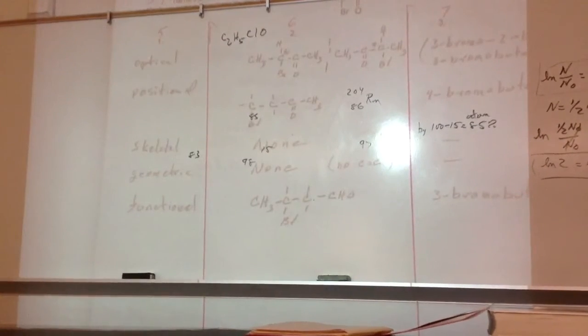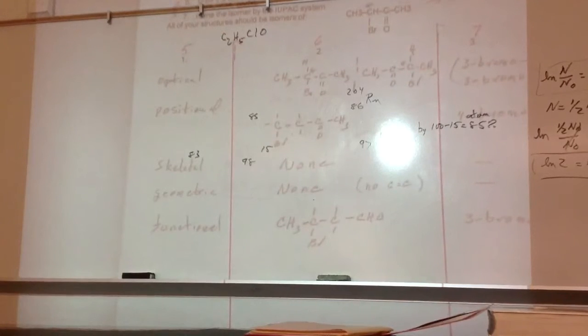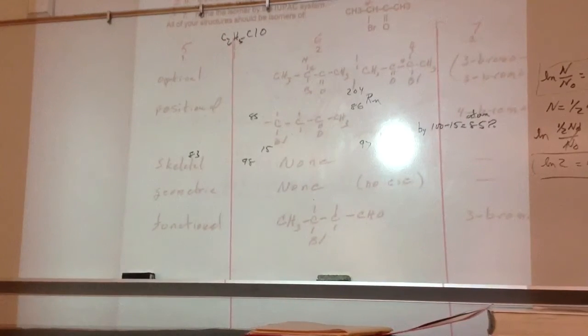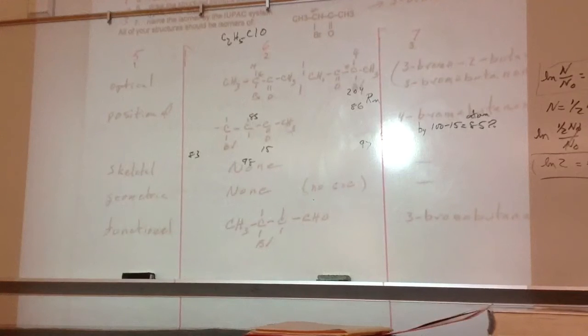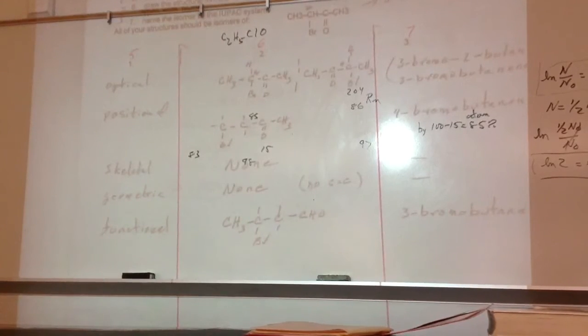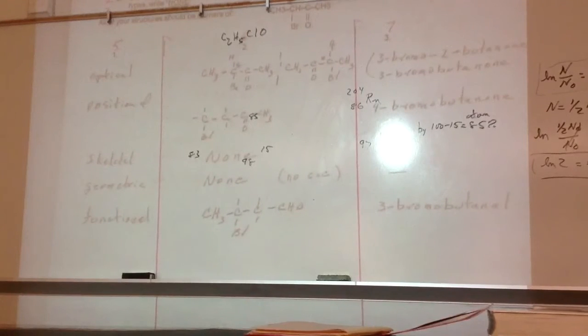And the easiest one to deal with is geometric, because what do you need for a geometric isomer? That's the cis-trans isomer. You need a double bond. And the molecule I gave you didn't have a double bond. So therefore, there was no geometric.